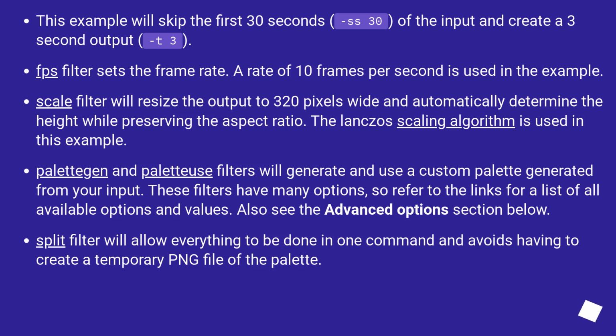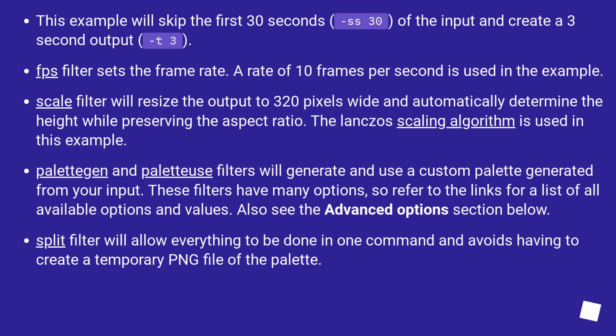The fps filter sets the frame rate. A rate of 10 frames per second is used in the example. The scale filter will resize the output to 320 pixels wide and automatically determine the height while preserving the aspect ratio. The Lanczos scaling algorithm is used in this example.